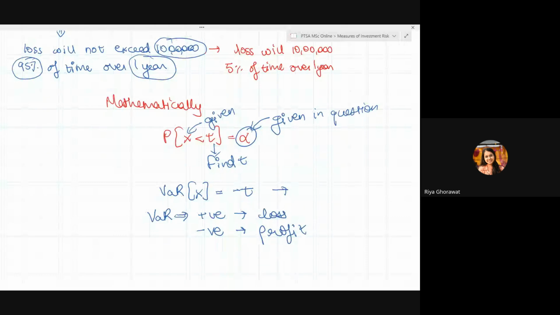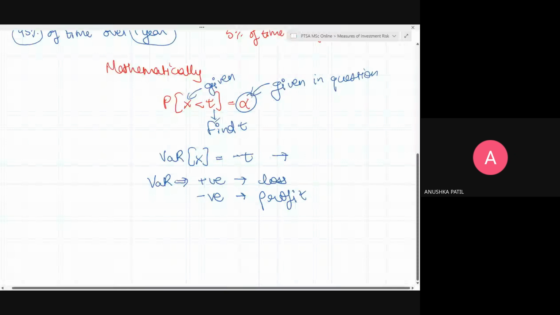Sir, I lost my connection with this. Mathematically, if you have to find, I will basically do x less than t is equal to alpha. You will be given the probability, you have to find the loss. So it is the opposite of shortfall probability. In shortfall probability, the benchmark was given, we were finding probability. In this, we are given a probability and we are finding the benchmark. The t is the benchmark. And I will say that VAR of x will be equal to negative of t. Yes, sir. Got it. Cool. Okay. Shall I go ahead, guys?